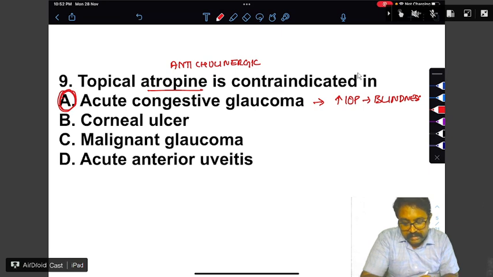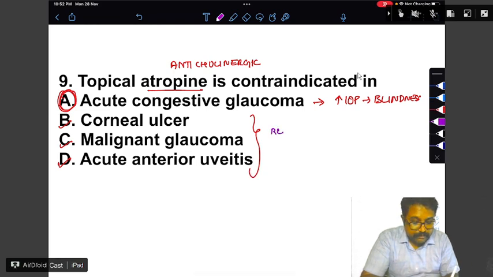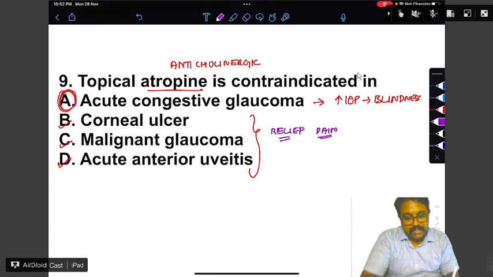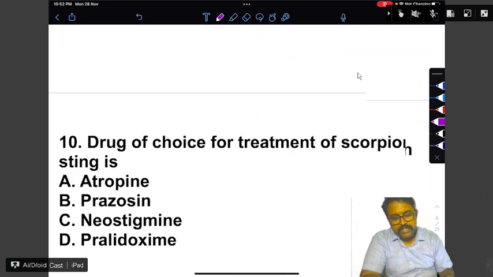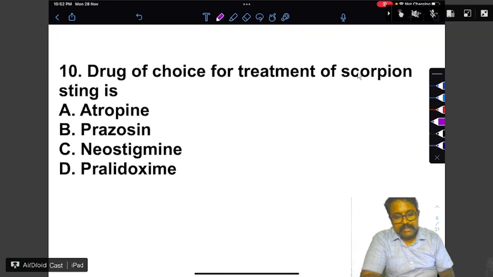In all the others, in corneal ulcer, in malignant glaucoma and acute anterior uveitis, these are the three conditions where this anticholinergic drug will provide relief. They provide relief from pain because of their anticholinergic action, where they are going to mainly block the M3 receptors.